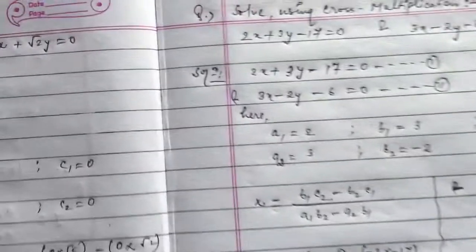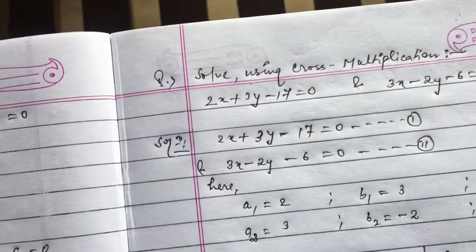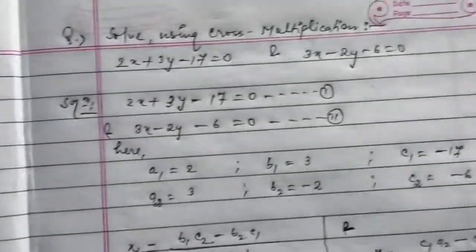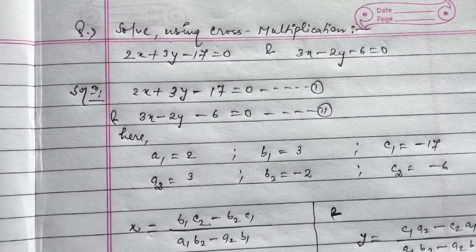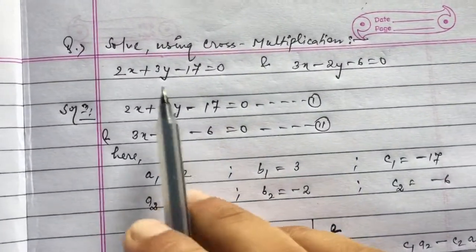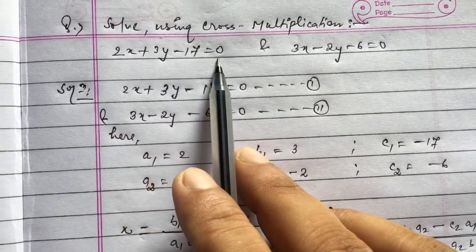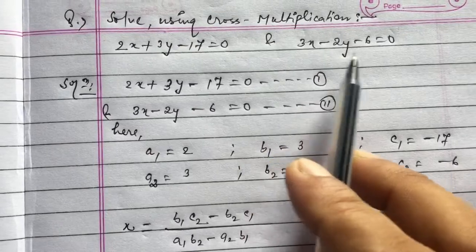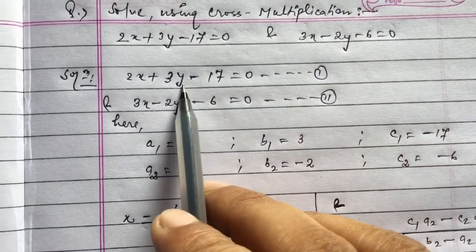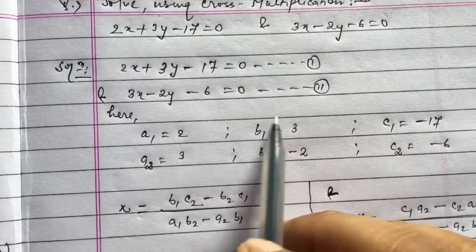Now see one more problem. This is the last problem I am solving using the cross multiplication method. In the next class I will discuss the word problems from this chapter. Solve using cross multiplication method: 2x plus 3y minus 17 is equal to 0, and 3x minus 2y minus 6 is equal to 0. This is equation number 1 and this is equation number 2.